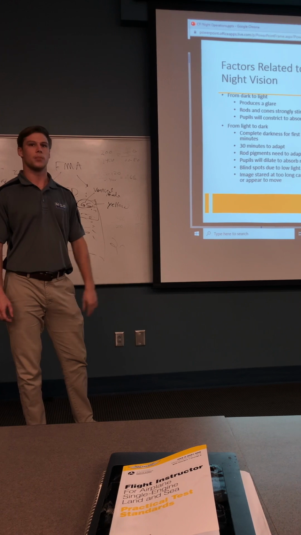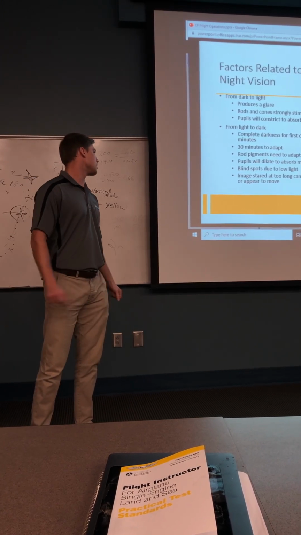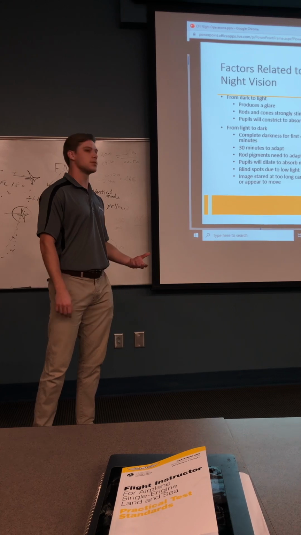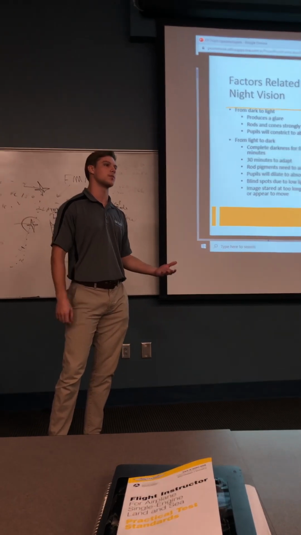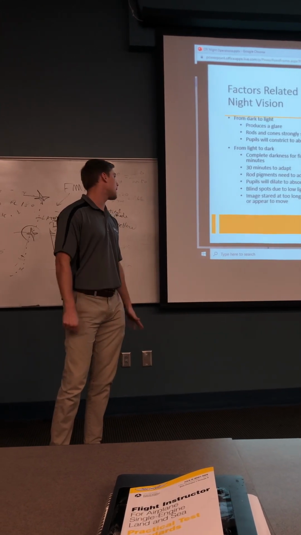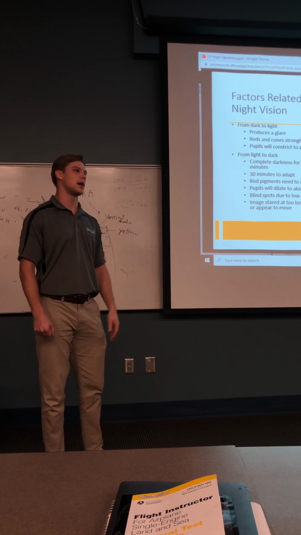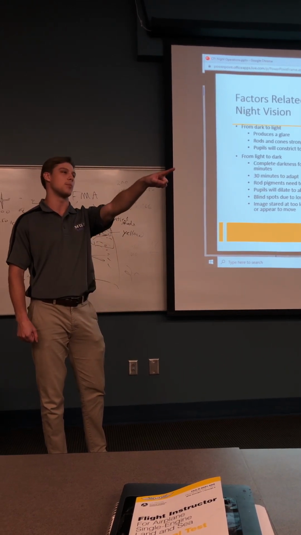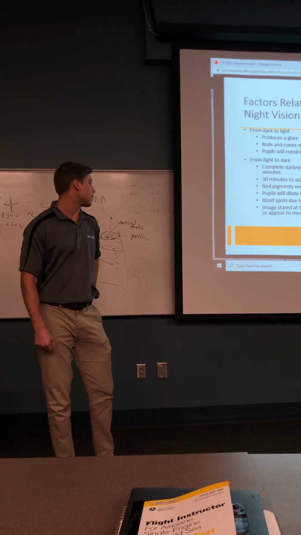That's because the rod pigments in your eyes need to adapt to the change, and your pupils will dilate, so they expand to absorb more light at night, and that takes about 30 minutes to fully happen. And due to low light, you'll still have blind spots in your eye. So during the day, I could look at that pole, but at night, if I can't see as well, that pole might not be there.